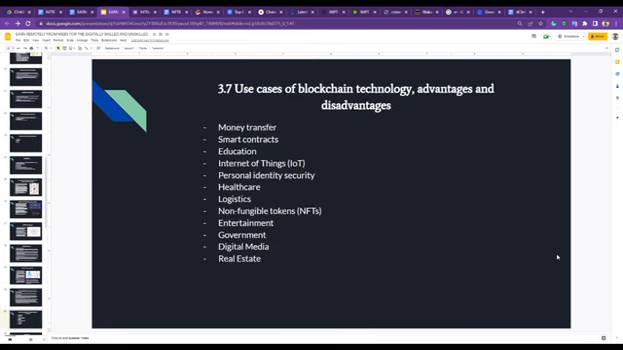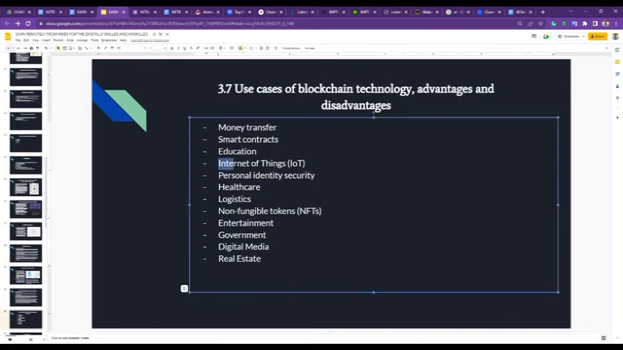So lecture 3.7 is talking about the use cases of blockchain technology. There are a lot of use cases of blockchain technology, lots. I was able to coin out the ones I'm able to find and the ones I've experienced myself. Money transfer, I've experienced that. Smart contracts, experienced that. Education, experienced that a lot. Internet of things, experienced that. Personal identity and security, I've not experienced that.